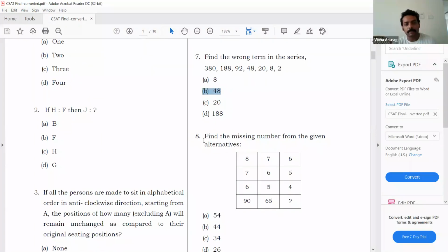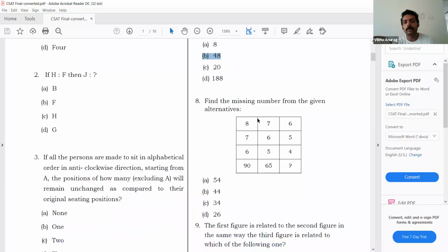Then eighth one, find the missing number from the given alternatives. Now, if you see column wise, the first three numbers are small and the last number is big. Same for every column. So let's see, 8 plus 7 is 15. 15 into 6 is 90. 7 plus 6 is 13. 13 into 5 is 65. Similarly, 6 plus 5 will be 11. 11 into 4 will be 44. So B will be the answer. 8 will be B, 44.